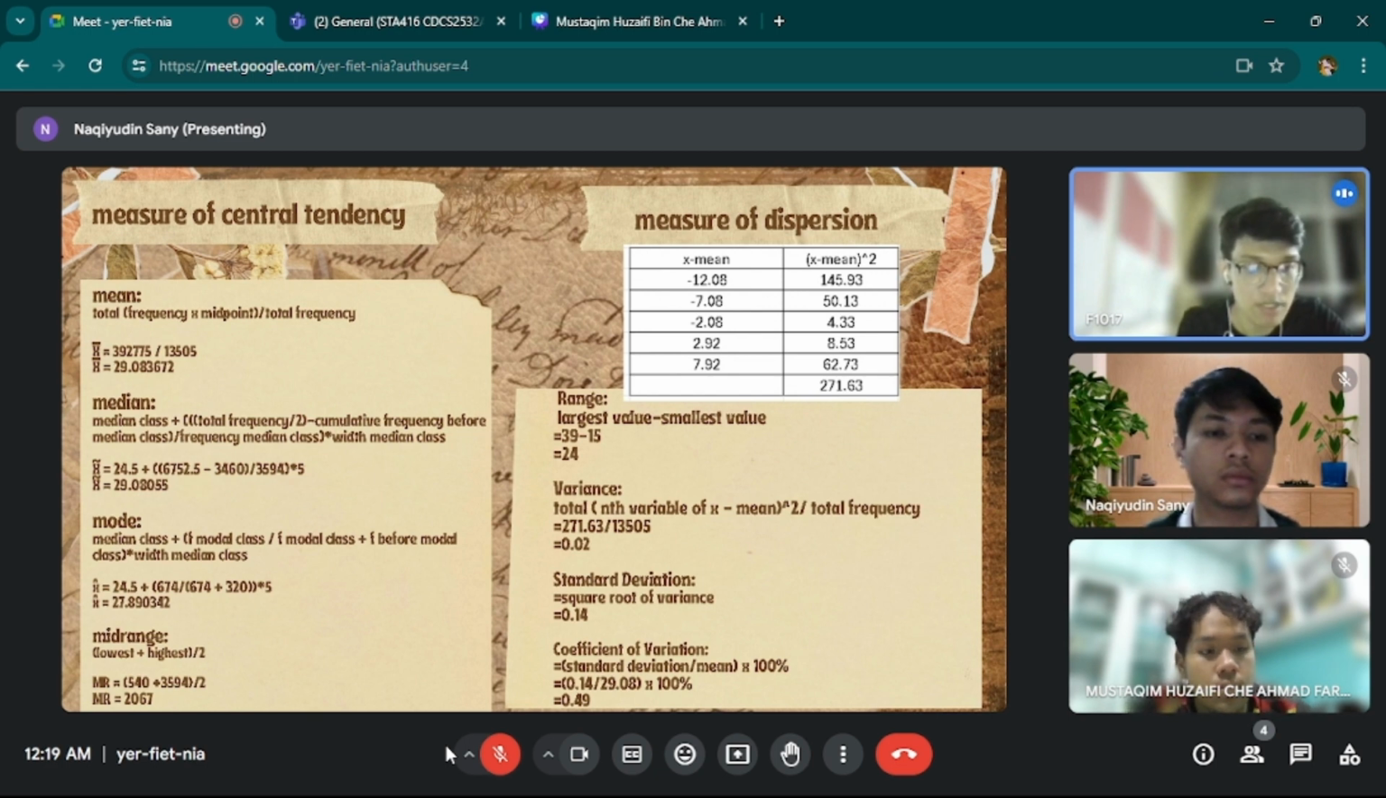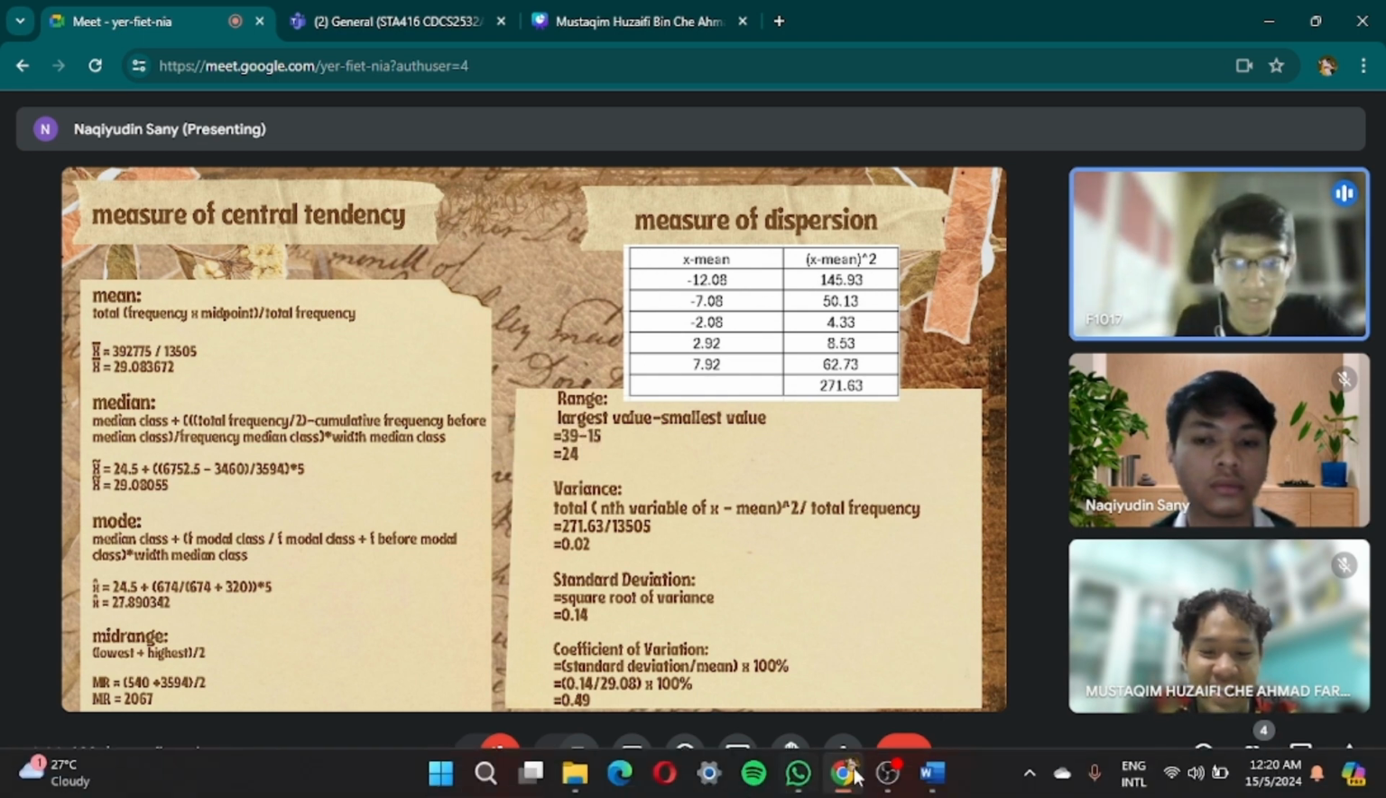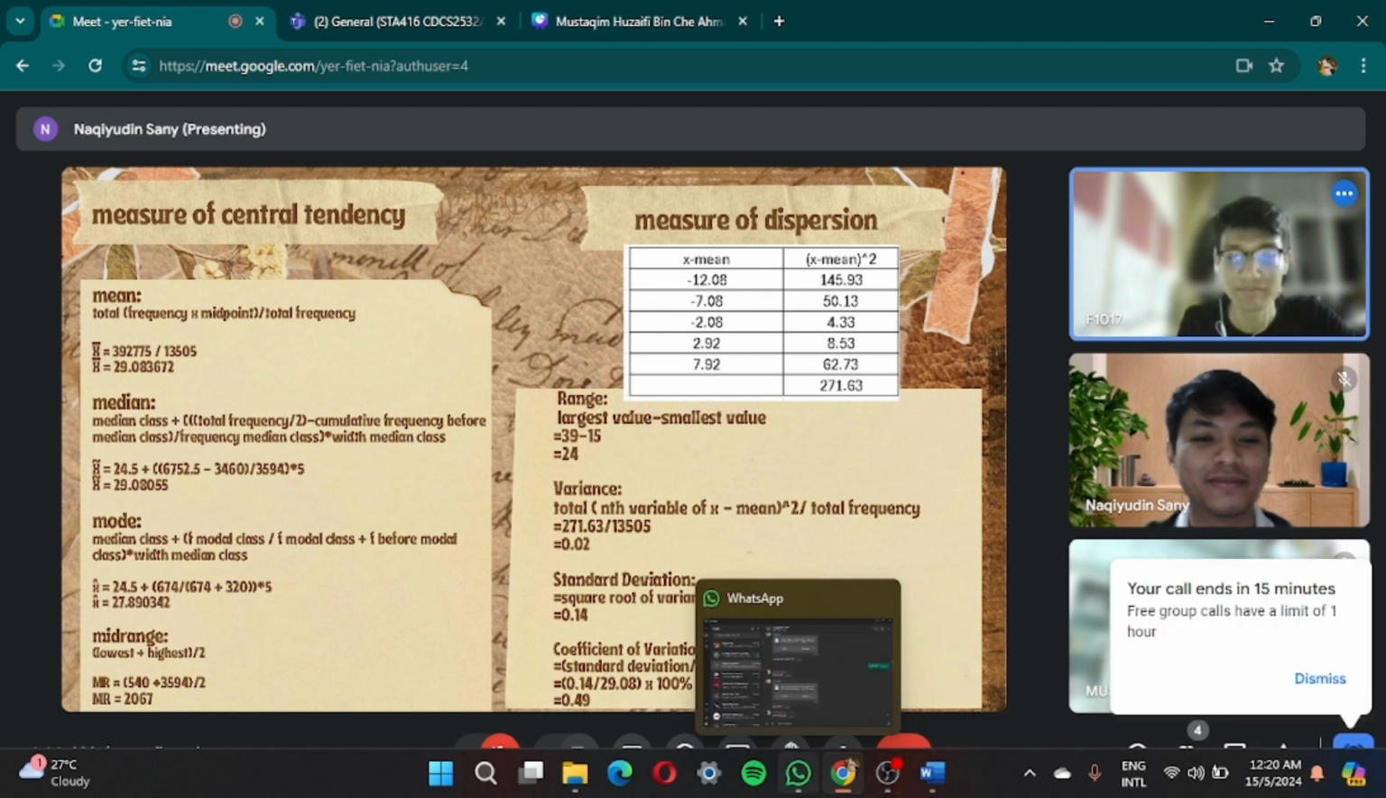And the fourth is mid-range. We take the lowest frequency plus the highest frequency and divide by 2. We get 540 plus 3594, divided by 2, and we get 2067. Next, I will hand over to my friend.